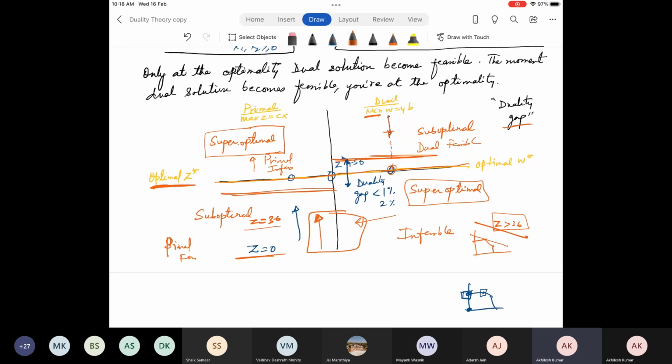Keep in mind that when I'm solving from this side, it is primal simplex. When I solve from this side, it is dual simplex. So keep that in mind when we are trying to solve.